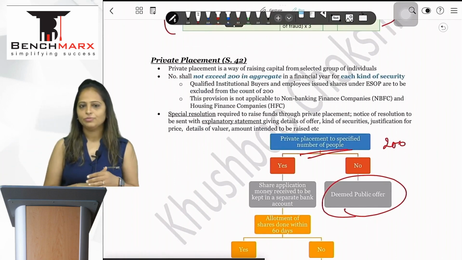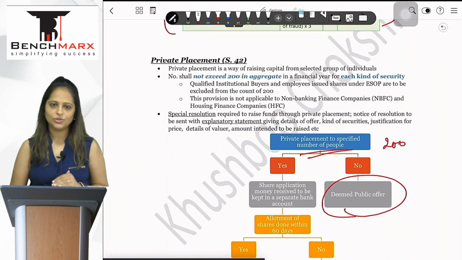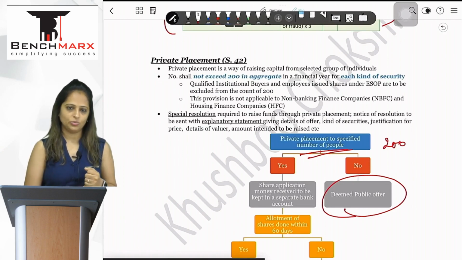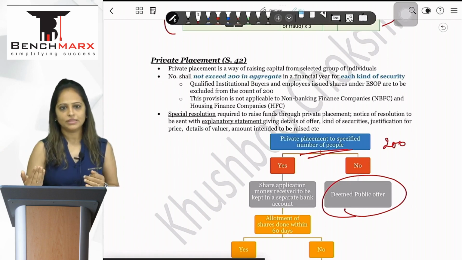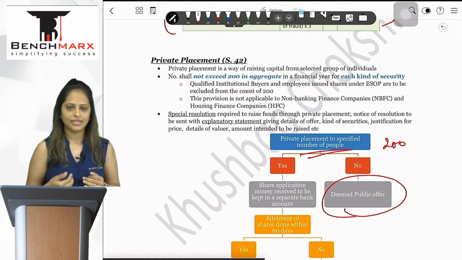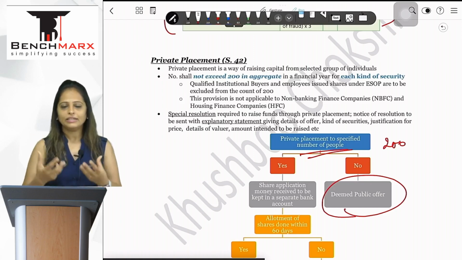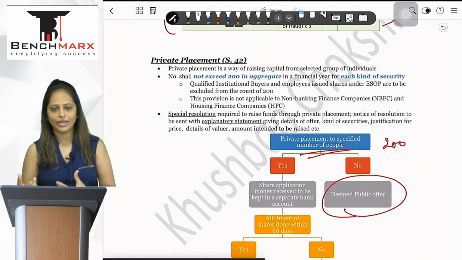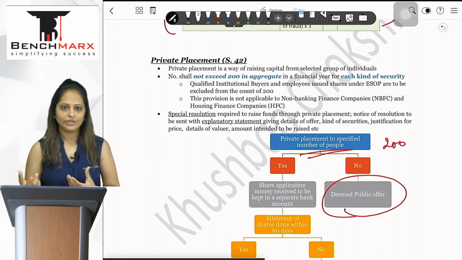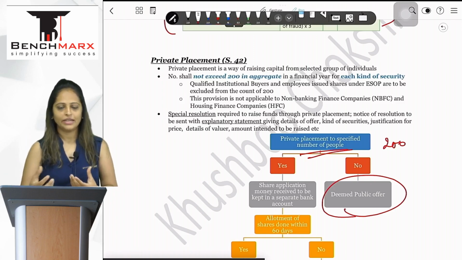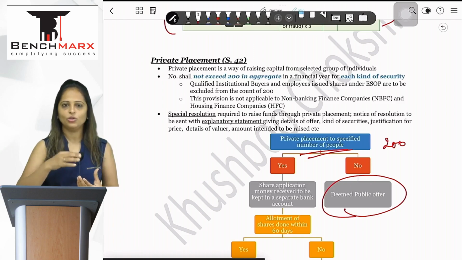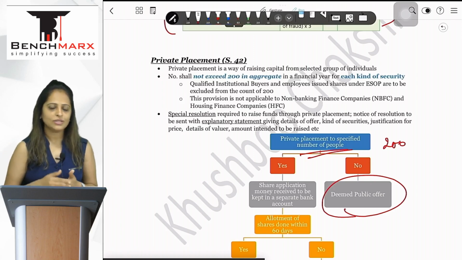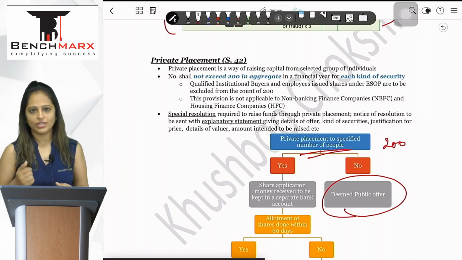For private placement, one more important thing is that you need to pass a special resolution, and along with the special resolution you will need an explanatory statement under section 102, because it is not ordinary business that you are transacting, it's special business, and hence you need an explanatory statement giving details about how much money you are planning to raise, how you are planning to raise it, how it is valued, who the third party valuer is who is valuing the securities, what price has been arrived at, and how you are going to use the money. All of those details will be given in the explanatory statement, which will be attached to the notice you send out for passing the resolution at the meeting.